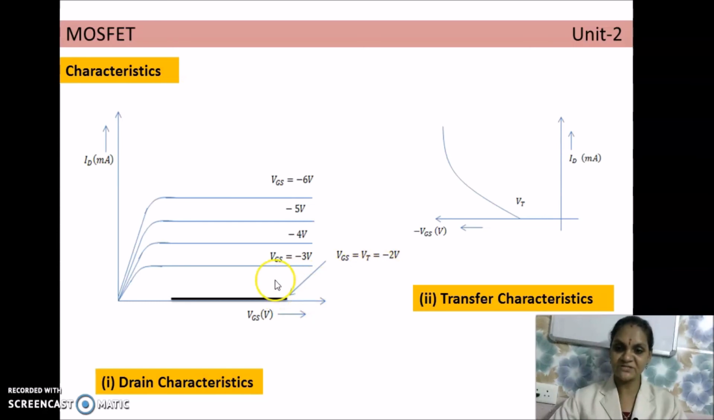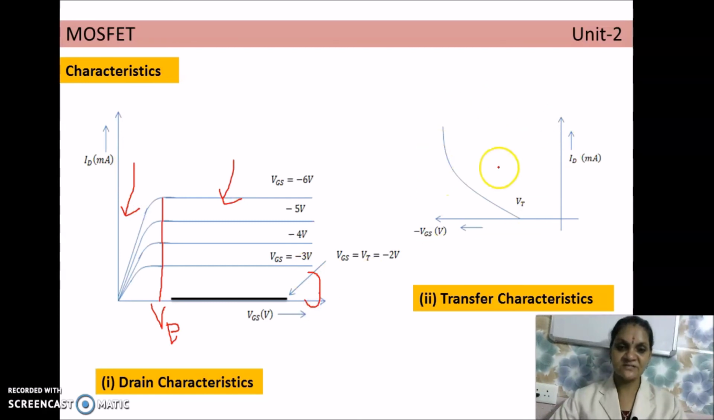Till it reaches minus 2 volt, the current becomes 0. And after minus 2 volt, so minus 3, minus 4, minus 5 like that, the drain current increases. And this voltage is called a pinch off voltage, similar to that of N-channel MOSFET. So this voltage is called pinch off voltage, and after this pinch off voltage, the current remains constant. And this region is saturation region, and this region is ohmic region, and this region is cutoff region.